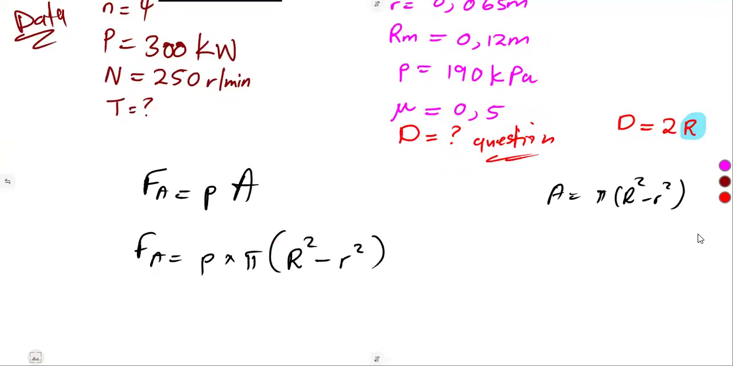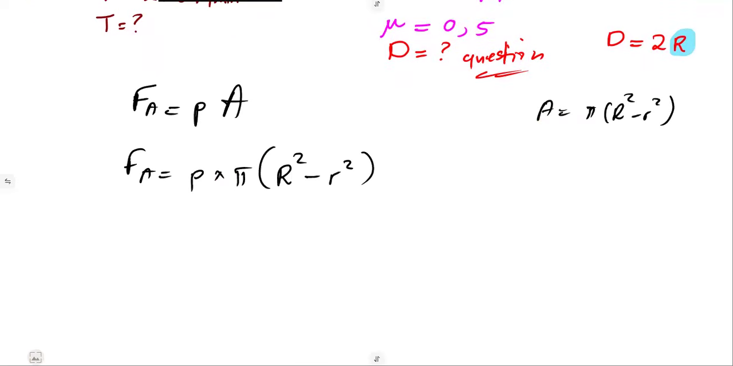Let's say we want to make that one the subject. Another part that we can have, I want you to go through your mathematics N3 for change of subject. So what can we do? We can divide by these two. So it's going to be FA over P times pi, which is equal to r squared minus r squared.